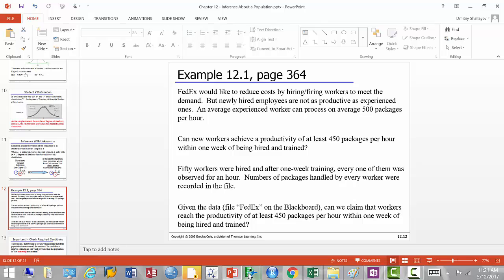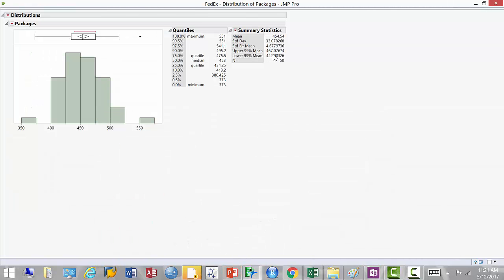Now, with a 99% confidence level, let's take a look at what happens. My upper limit is at 467, which is more than 450. That's what I'm shooting for, right? But my lower limit is at 442, which is below the 450 that I'm shooting for. So now, can I claim that my mean productivity of workers is actually greater than 450?